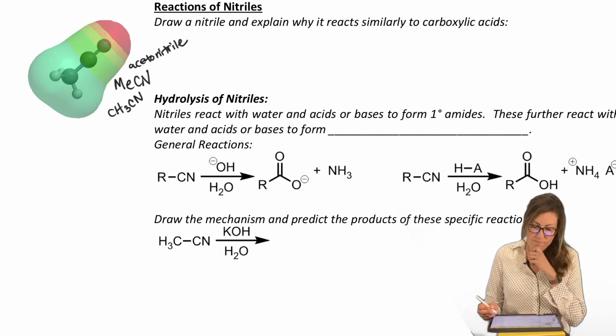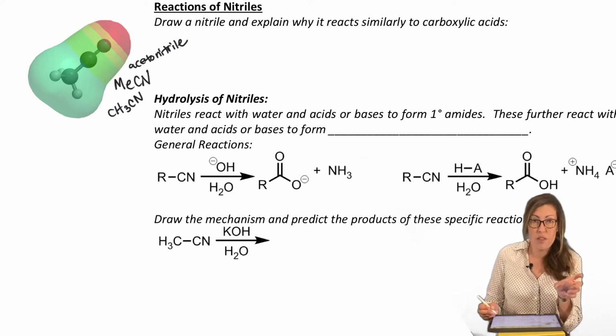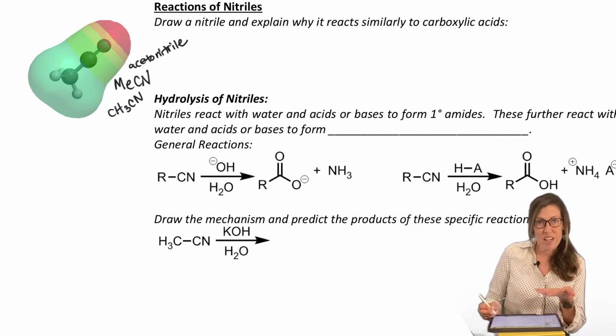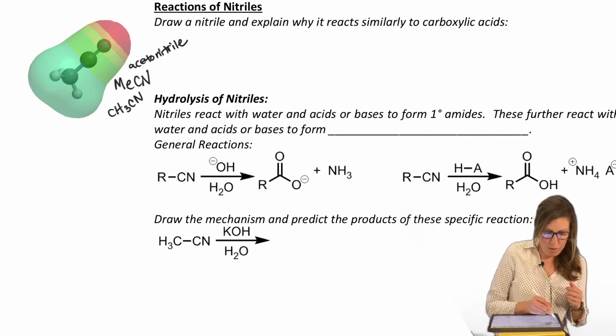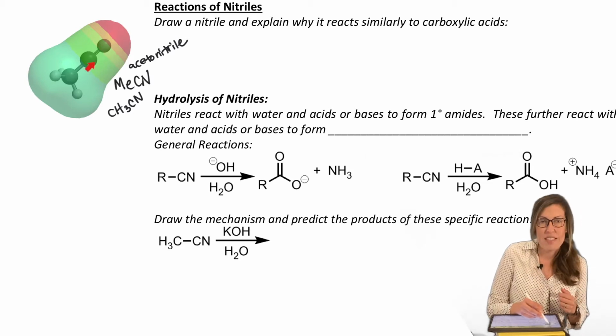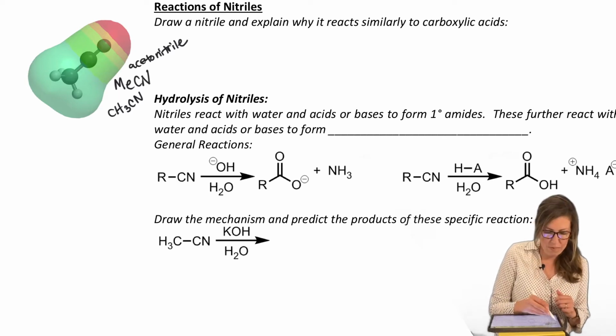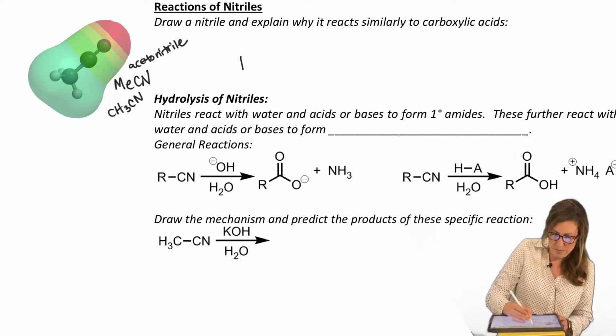So the acet indicates a methyl's presence, but usually that means it's attached to a carbonyl. But once again, nitriles are not carbonyls, but they're similar. How? Well, that polar bond suggests that this cool area, that carbon, is probably electrophilic, just like a carbonyl carbon. So let's draw out that Lewis structure.